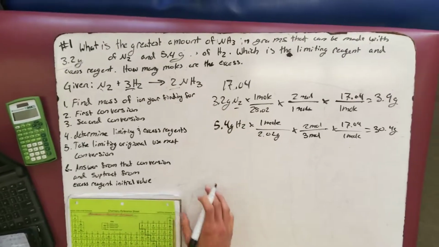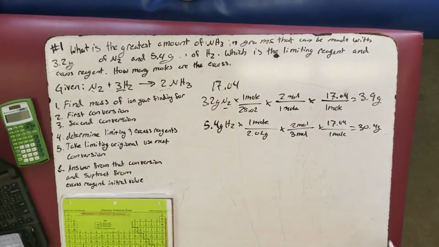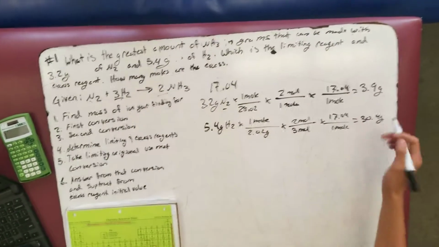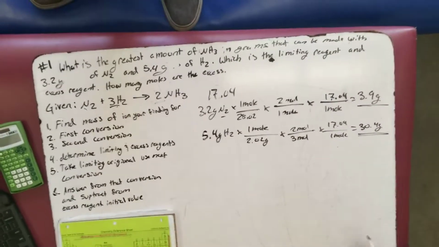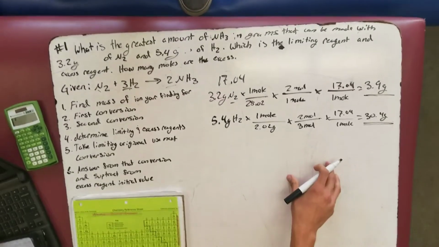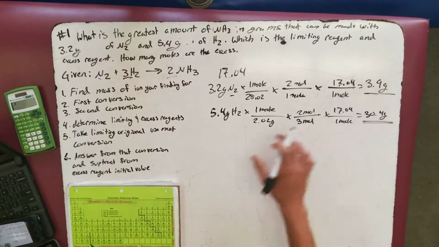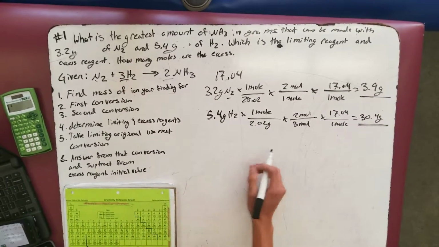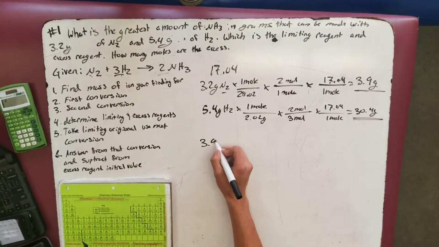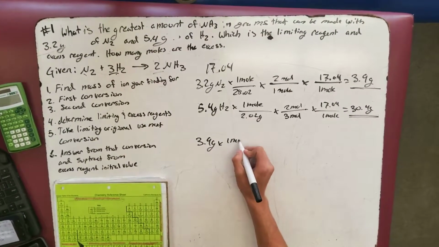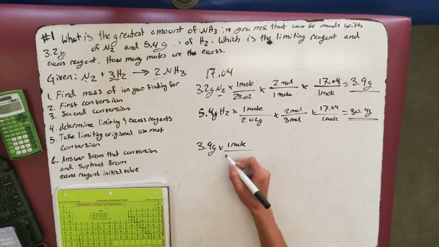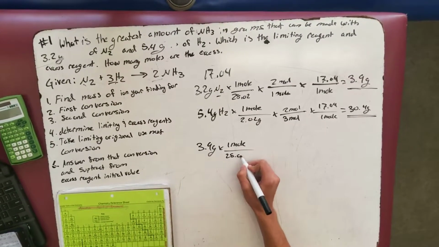Next, we're going to determine the limiting and excess reagents. The limiting reagent is going to be the smaller one of these two, so the limiting reagent is this right here, 3.9. The excess is going to be 30. Over here, you're going to use your limiting reagent for this next conversion. So we're going to do 3.9 grams, multiply that again by 1 mole over the mass, so we're going to do the 28.02.